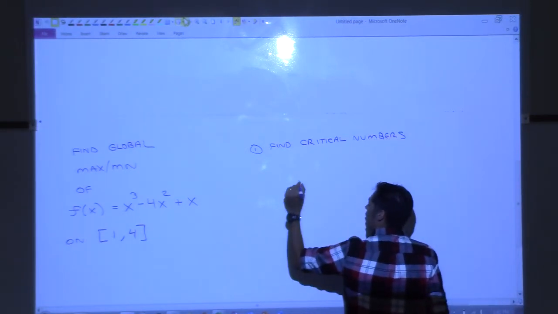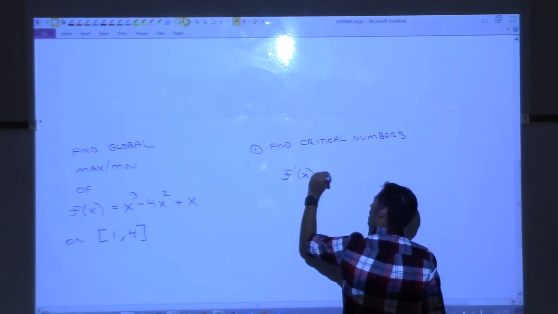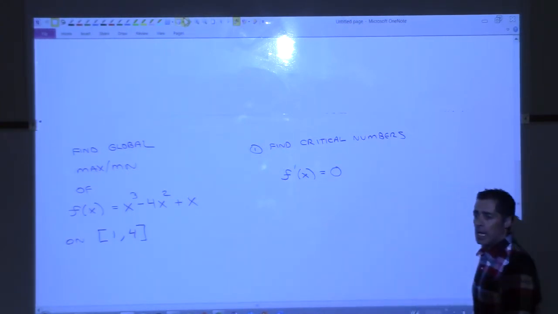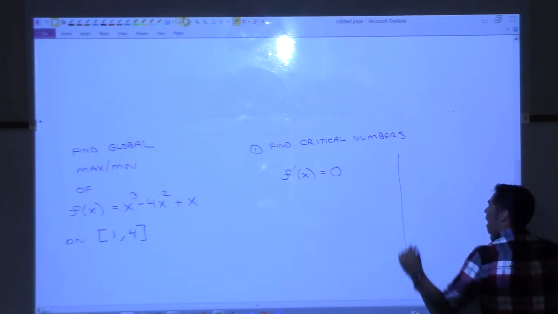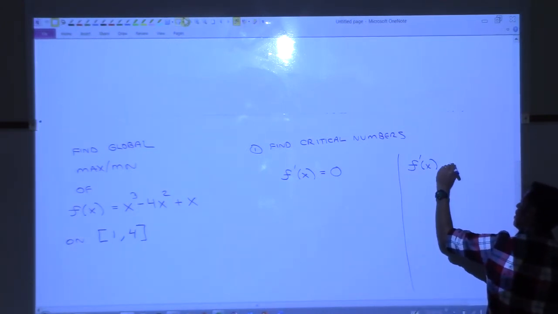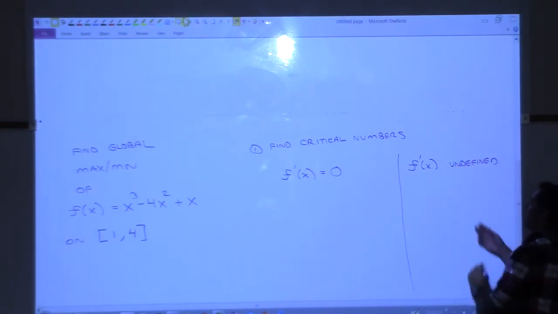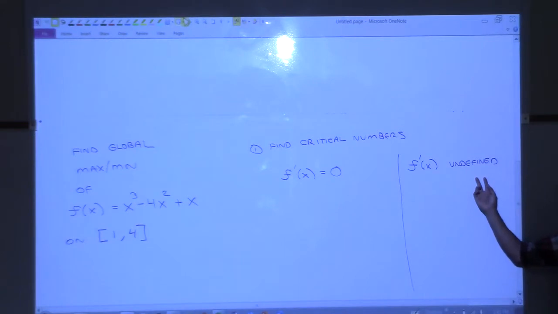And to do that, I need to do two things. The first thing I need to do is take the derivative of the function and set it equal to 0. That's the first thing I need to do. Then I need to take the derivative of the function and figure out where it's undefined, because wherever the derivative is undefined is where the derivative doesn't exist. And those are the two things that qualify for critical numbers.